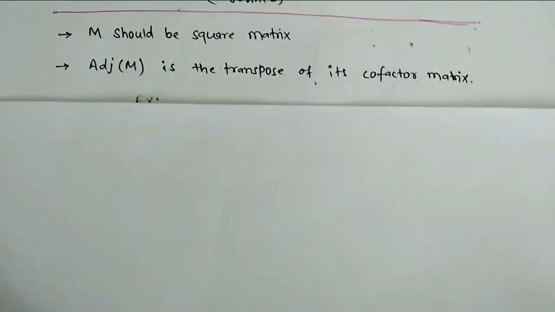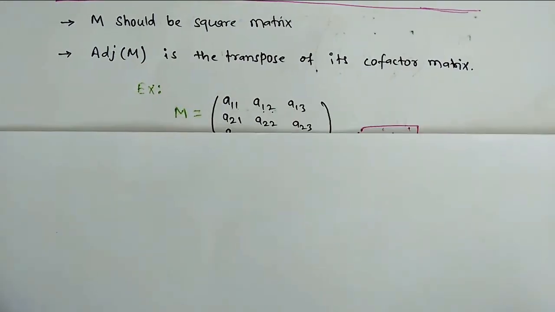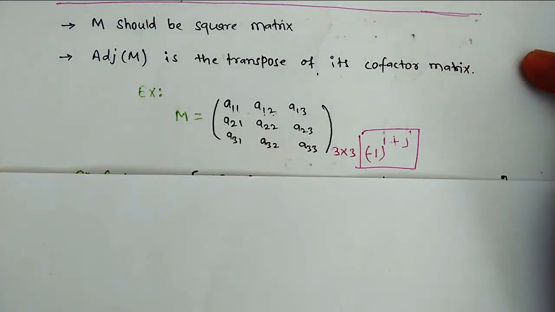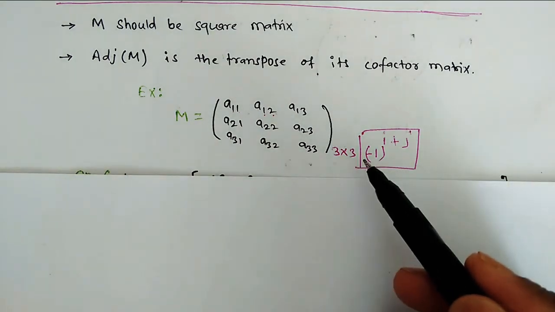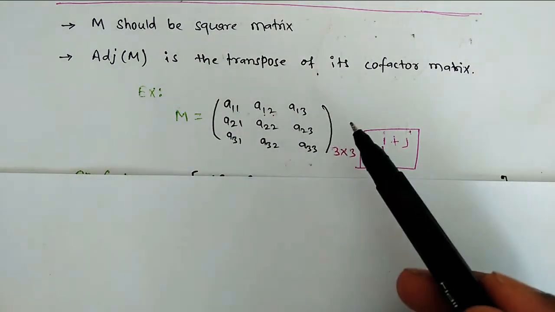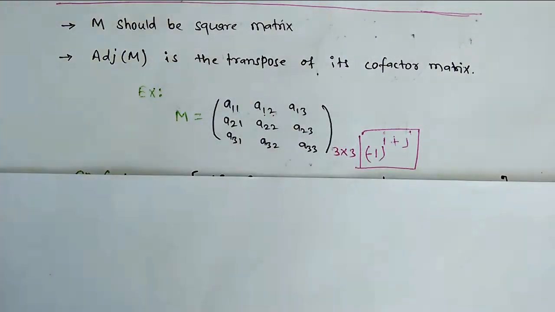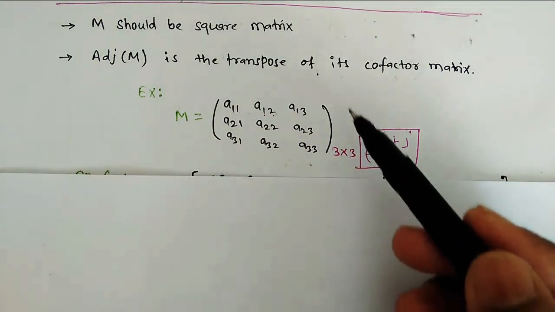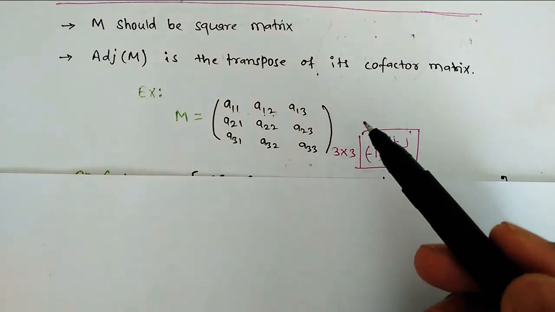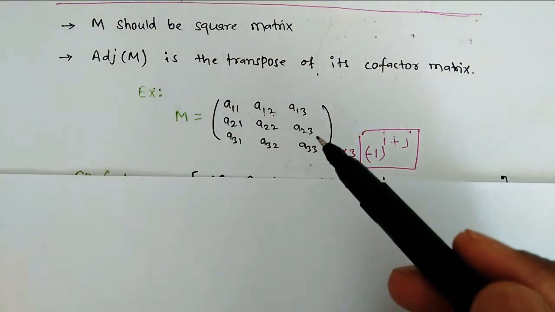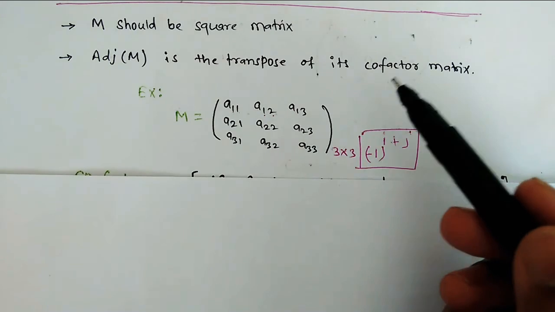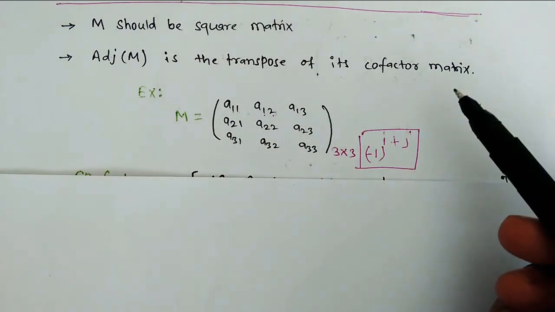So let's go through one very important example. Suppose that this is a matrix of 3 by 3. It means that this is a square matrix. So first you have to find the cofactor matrix of M, then you will have to transpose the cofactor matrix to get the adjoint of the given matrix. So how to find the cofactor matrix? First we have to understand.